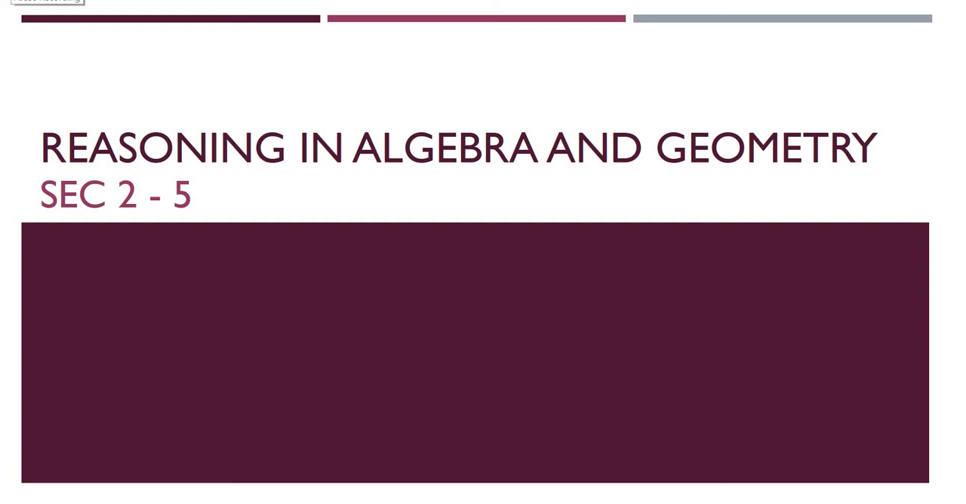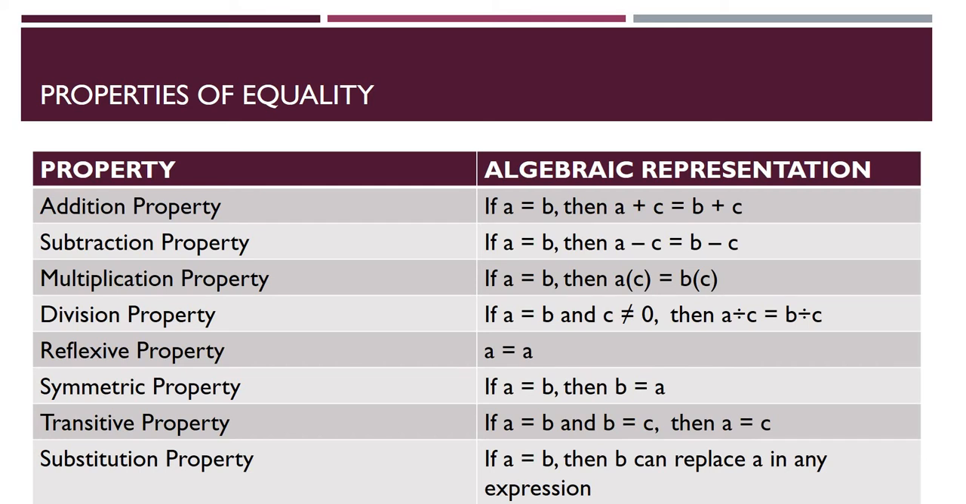Section 2.5 is reasoning in algebra and geometry. So the first thing we want to look at are properties of equality. Now these are algebraic properties that you should be familiar with. And I'm going to let you take a minute, pause the video, and write these down, and then come back.